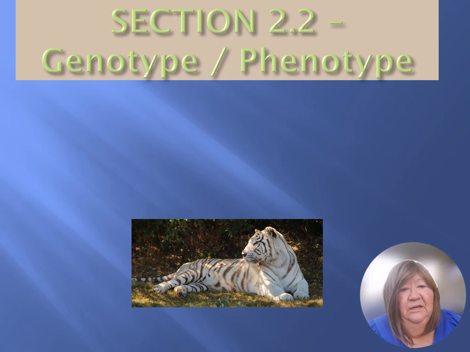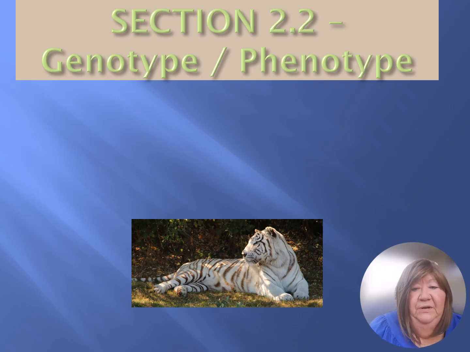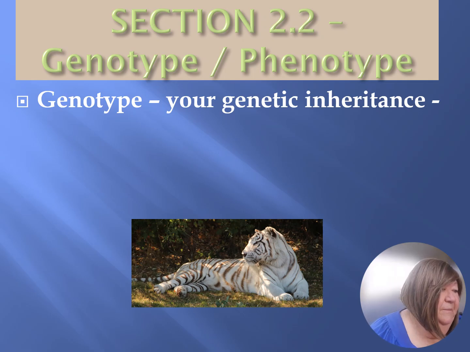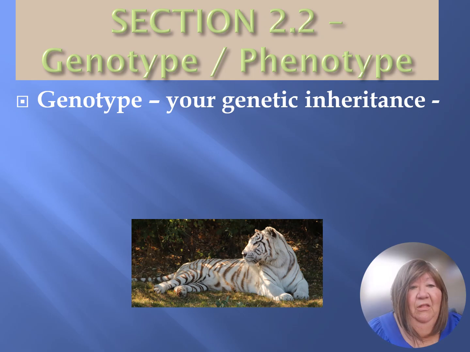Okay, the next section talks about genotype and phenotype. The genotype is your genetic inheritance. What are your genes, which is called genotype? What are your genes giving you from each of your parents? So a genotype is like the sum of all of the genes that you inherit.